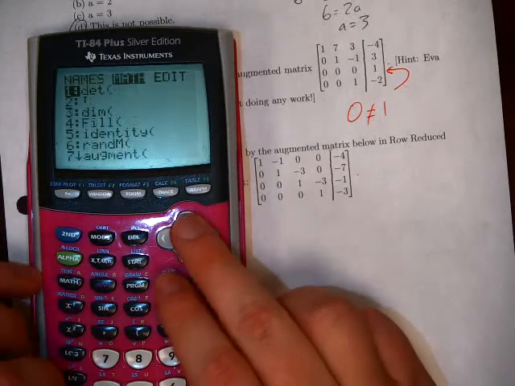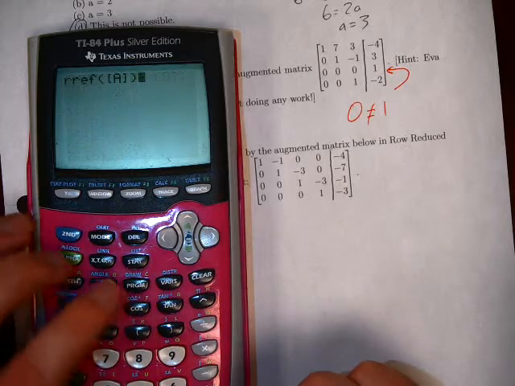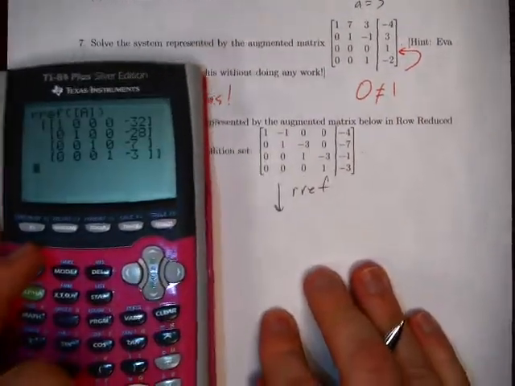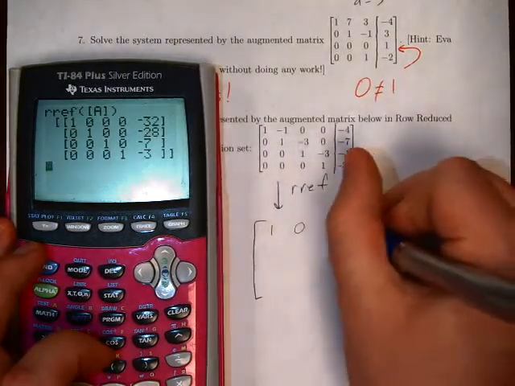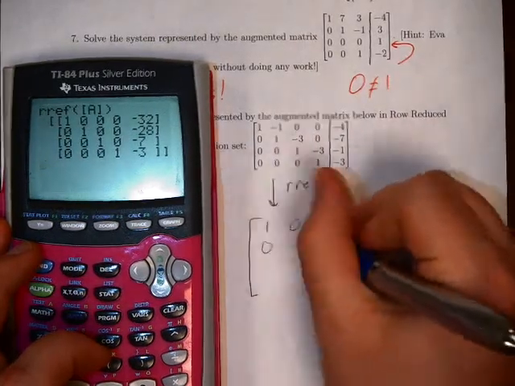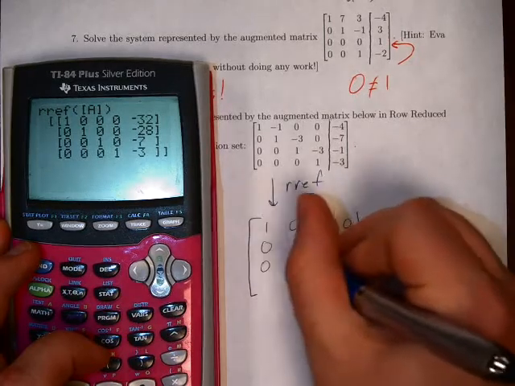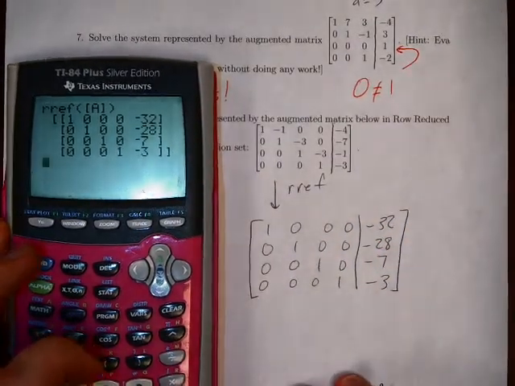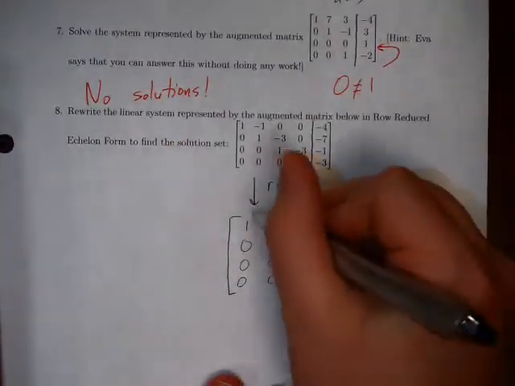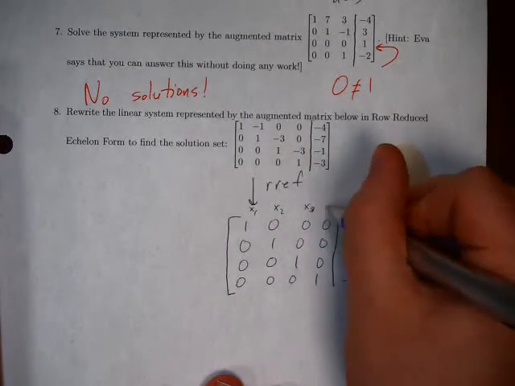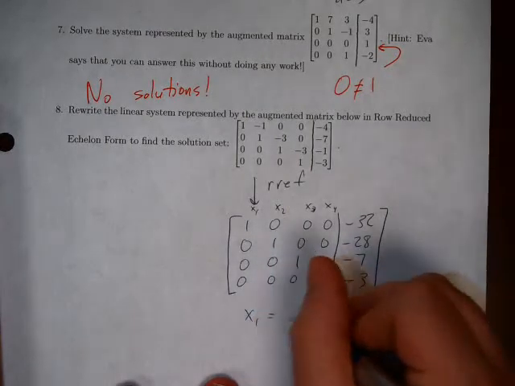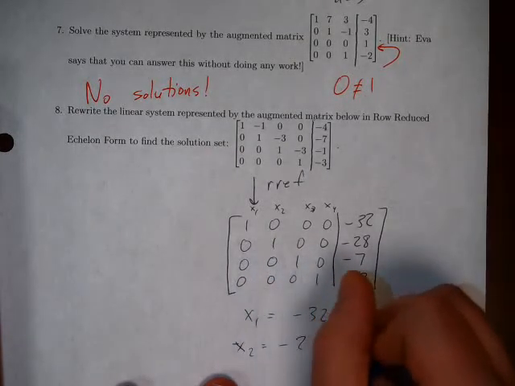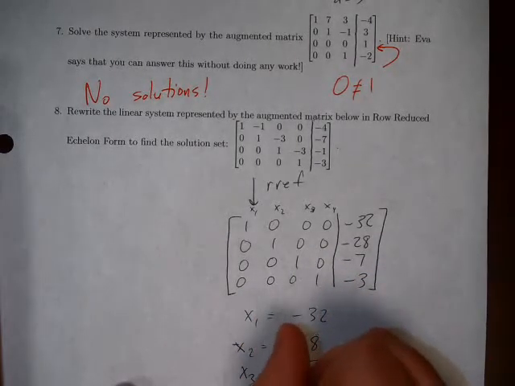If I want this in reduced row echelon form, I can go over to Math, go to RREF, and type in our matrix that we just typed in, A, and we can get this into reduced row echelon form using our calculator. Let me copy that down. We end up getting 1, 0, 0, 0, negative 32, 0, 1, 0, 0, negative 28, 0, 0, 1, 0, negative 7, and 0, 0, 0, 1, negative 3. If we're treating these as being our x1, x2, x3, and x4, what we'll get is x1 equals negative 32, x2 equals negative 28, x3 equals negative 7, and x4 equals negative 3.